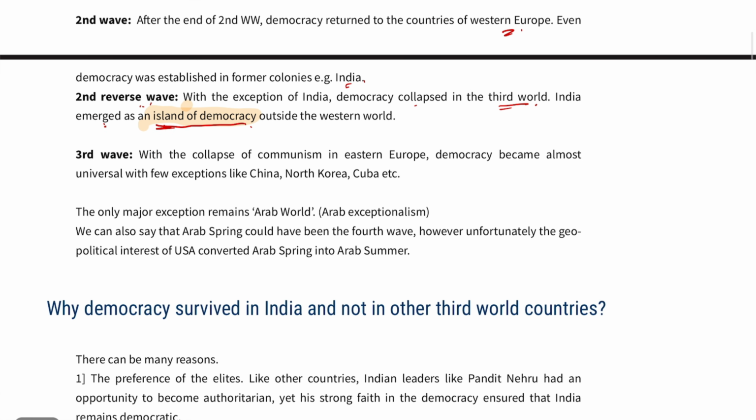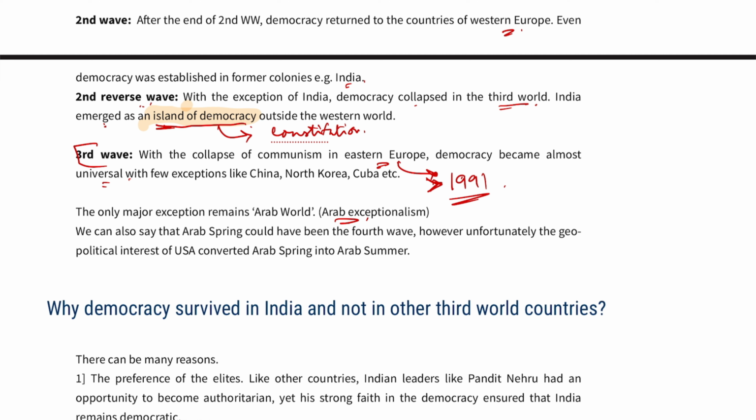And the credit all goes to the constitution, not to the government of today. With the collapse of communism in Eastern Europe, democracy became almost universal, with few exceptions like China, North Korea, Cuba. This is the third wave, the collapse of communism in Eastern Europe. That means post 1991. Only major exception remains Arab world, Arab exceptionalism.